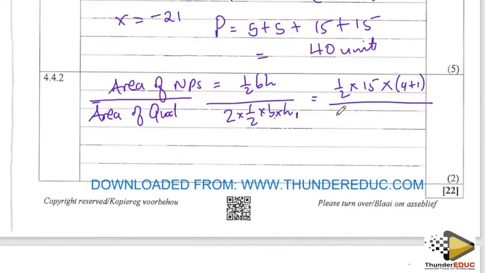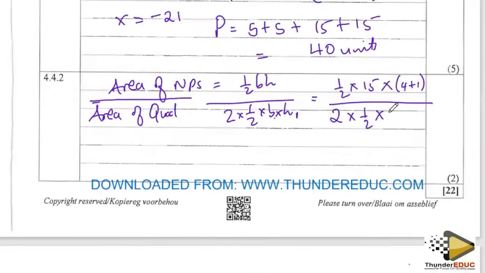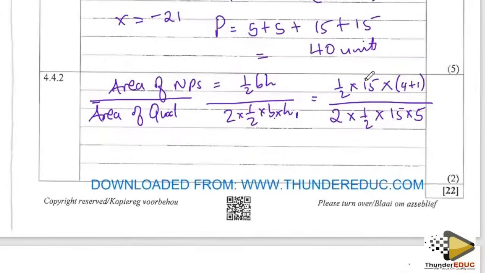Then over, this is 2 times a half. Our base is also 15, this 15 and the 15. Height is 5. So why am I saying 2? Because we have 2 of them. This is number 1. This is number 2. When I combine them, I'll have the entire area of the whole shape. Okay, so this 15 is going to cancel that 15. This half is going to cancel that half. 4 plus 1 is 5. And then this 5 will cancel. So which means I'm getting a half as my ratio.